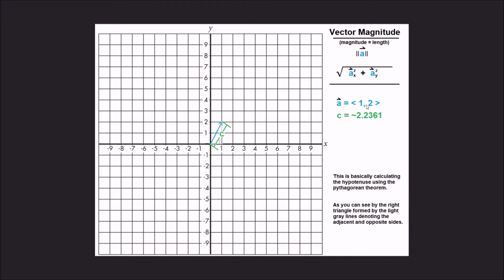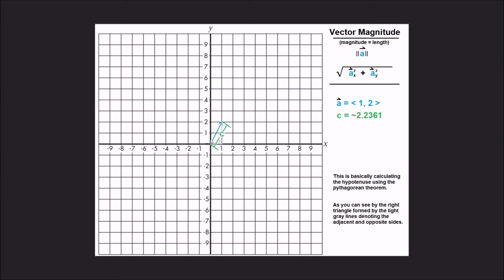So here we have vector A, which is 1, 2, and then the magnitude ends up being roughly 2.2361. That is the length of this vector. And that's basically by taking 1 squared plus 2 squared, take the square root of that. And that's the result you'll get here, which works out to the length.